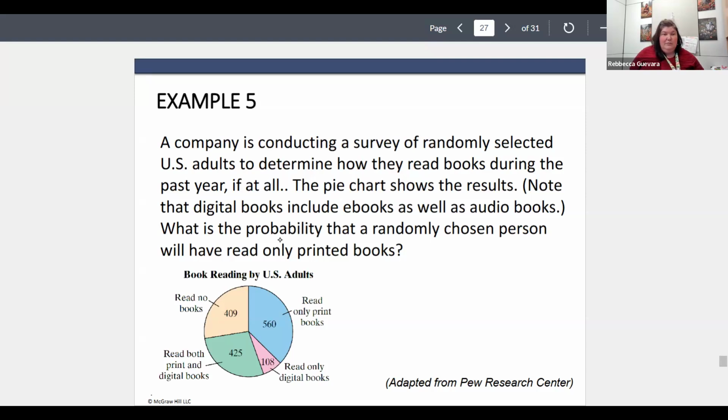Well, we see here 560 have read printed books, but out of how many? In this case, we need to figure out the total number of people in the study. So we see 409 people read no books. 425 people read both print and digital books. 108 read only digital books. And 560 read printed books alone.